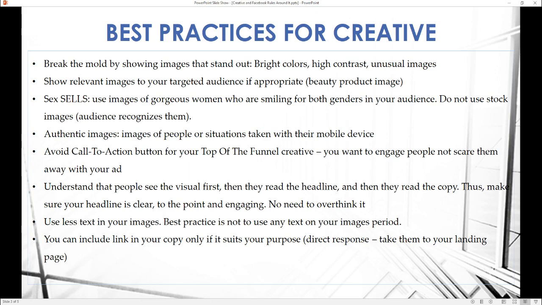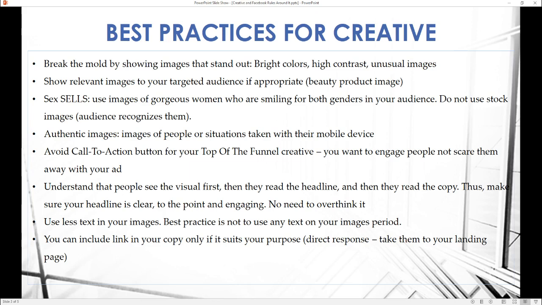This is one of those pillars of marketing that has been around probably for 1,000 years, even before people realized they were doing marketing. Sex sells. So if you want to grab attention, or if it's appropriate for your target audience, your ad, your brand, you want to use images of gorgeous women who are smiling, and this works for both genders in your audience. I cannot tell you why.